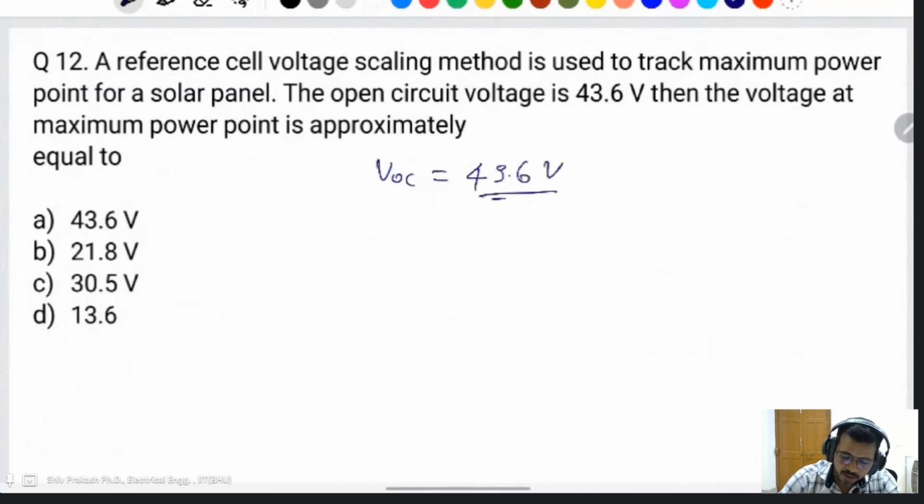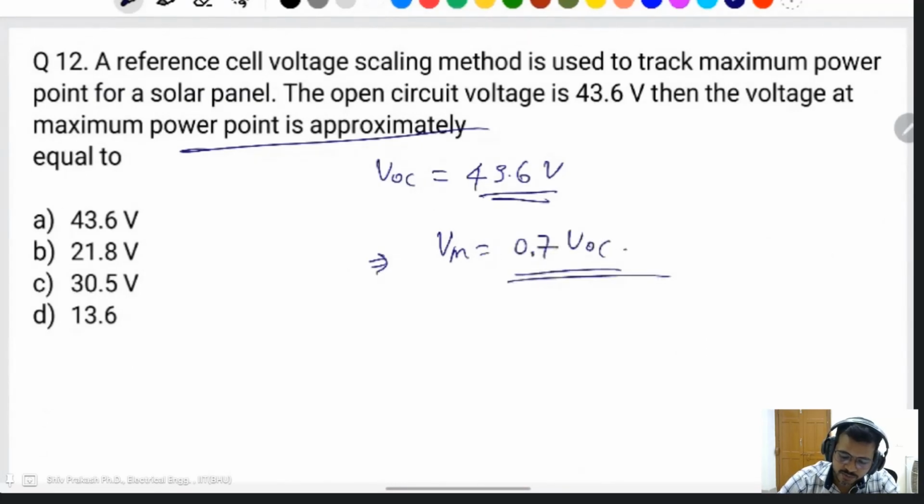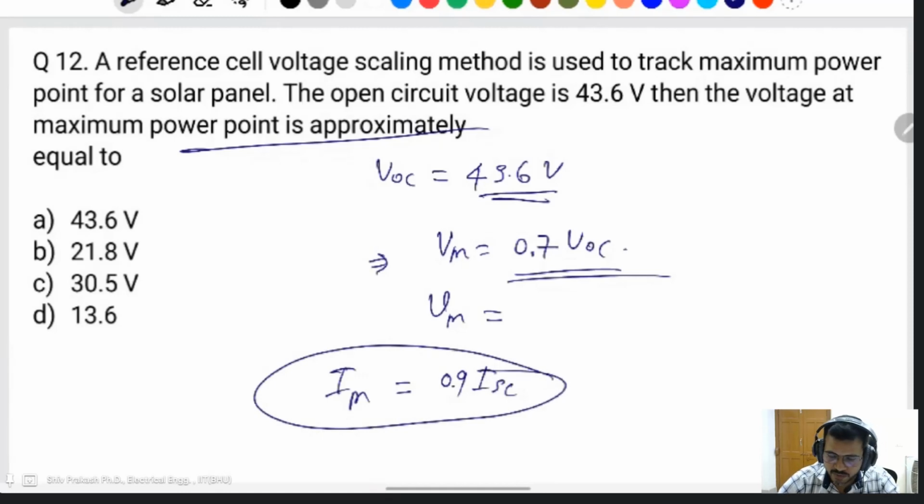They are not all clearly given, but approximately, Vm is equal to 70% of VOC. And if you talk about the ISC, then Im is 90% of ISC. Take these approximate values. That's why 20% of this one.